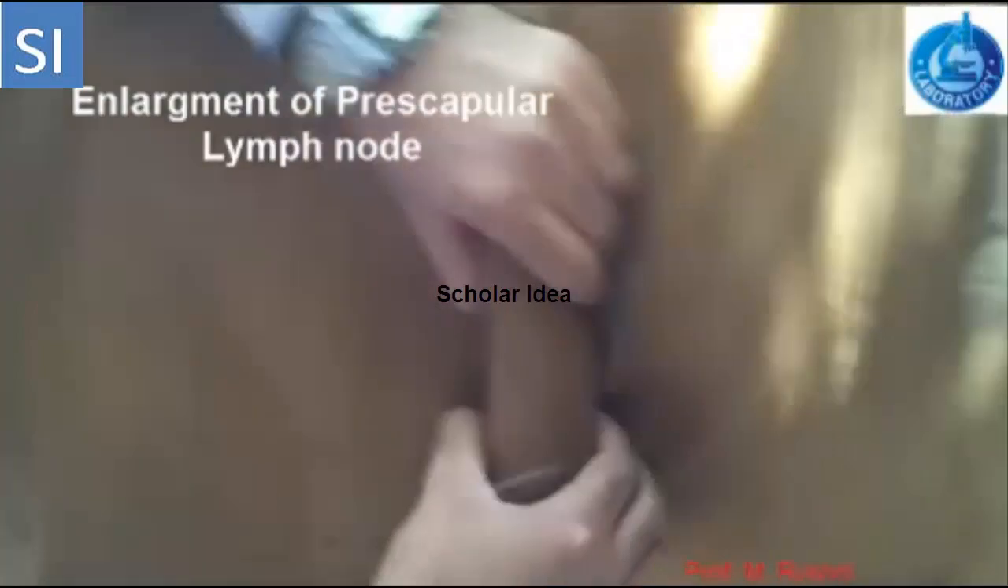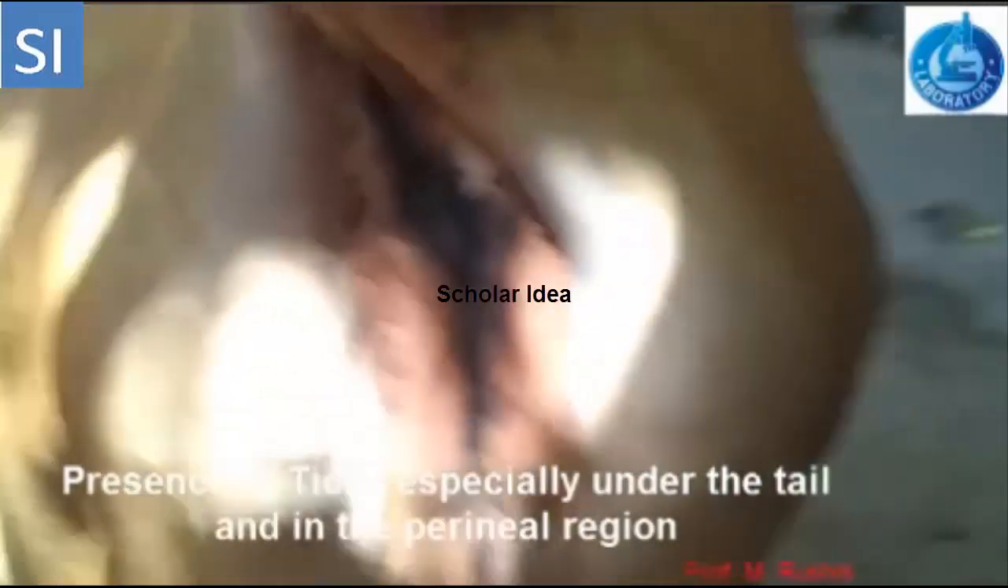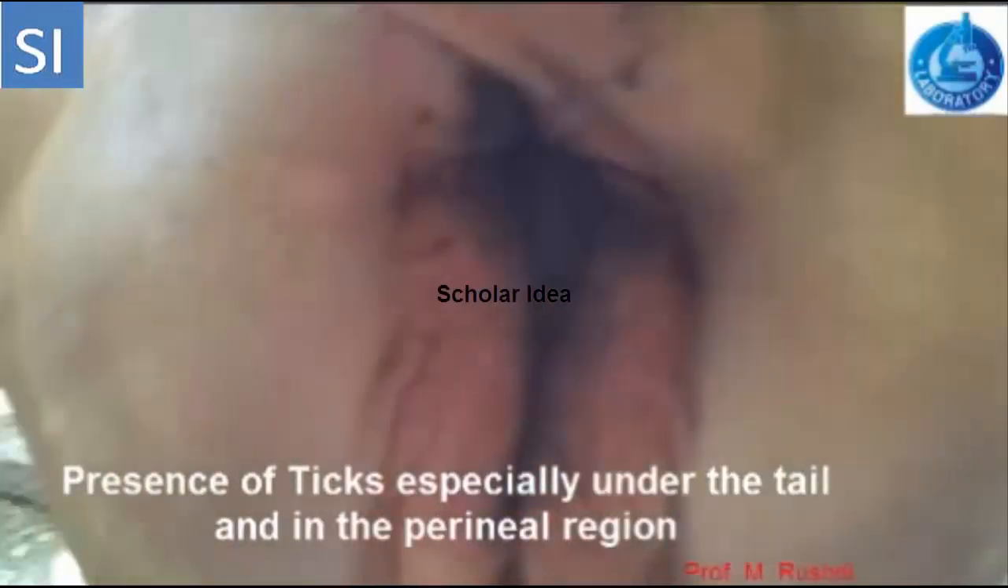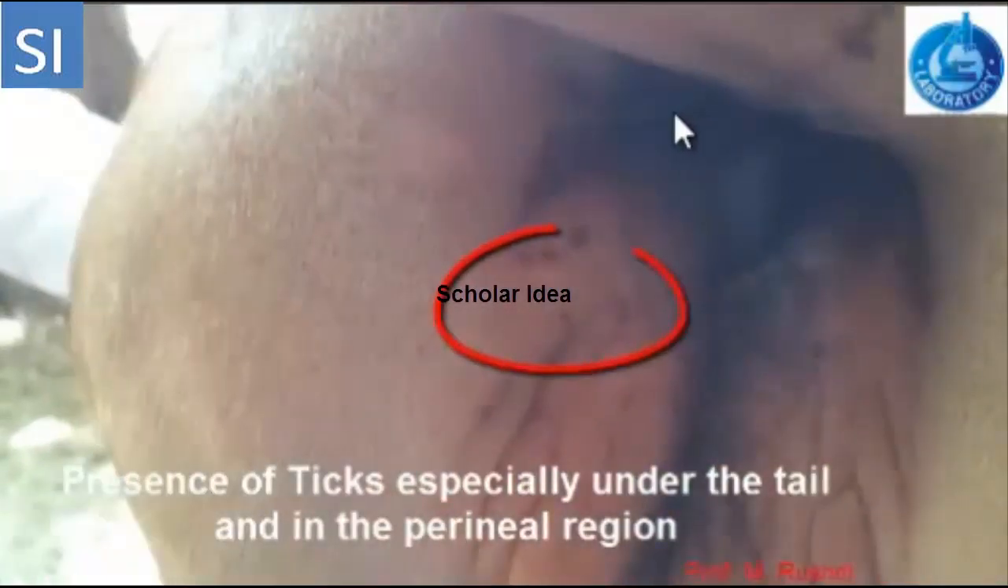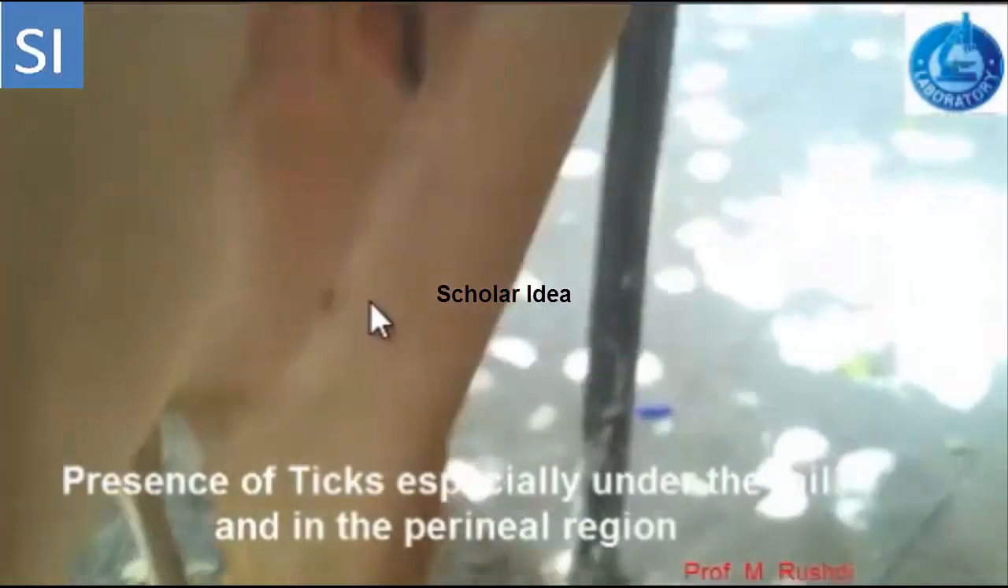So the presence of these clinical signs in the animal suggests infection with the Theileria species parasite. To confirm the presence of the Theileria species parasite, the second step of the diagnosis must be made, which is the laboratory diagnosis.